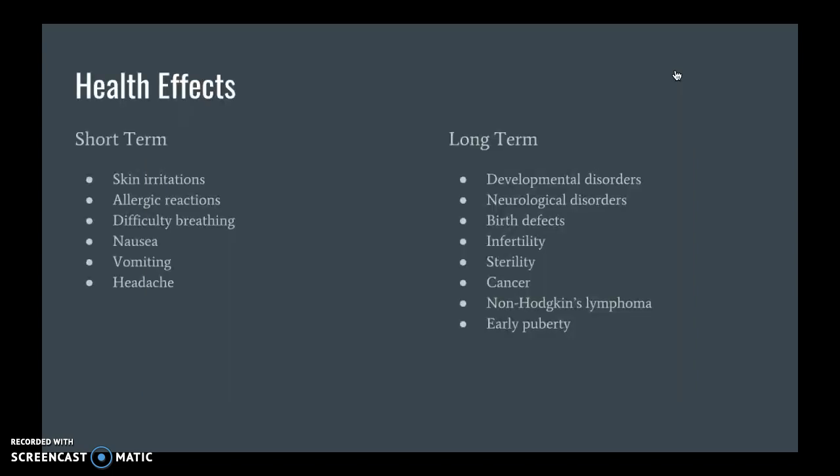So some health effects from both the use of the growth hormones and the use of the chemical fertilizers and pesticides on the crops involve short-term effects and long-term effects. Some short-term effects of the exposure are skin irritations, allergic reactions, difficulty breathing, nausea, vomiting, and headache. Long-term reactions and health effects can include developmental disorders, neurological disorders, birth defects, infertility, sterility, cancer, non-Hodgkin's lymphoma, and early puberty.